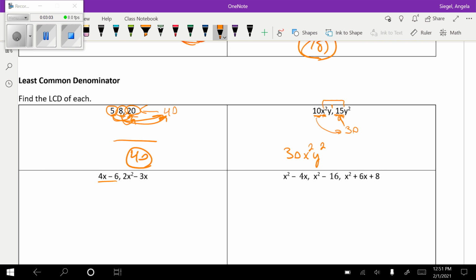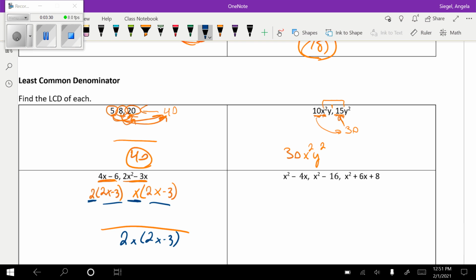So these down here, this is another case where we're going to have to factor first. So we have 2x minus 3. And then I can factor out an x for this one. And then I end up with 2x minus 3. So my LCD, remember, everything needs to be accounted for. So I have a 2, I have an x, and then I have a 2x minus 3. So that is going to be my least common denominator.